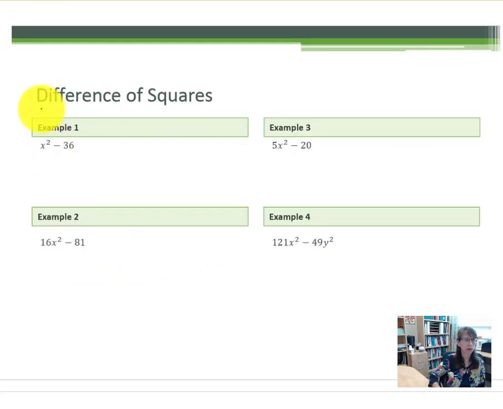In example 1, we're given x squared minus 36. I see that there are only 2 terms, so it might be the difference of squares. We do have subtraction, so that's helpful. And then consider the first and last terms. X squared is a perfect square term because x multiplied by x, identical factors, is the only way for us to make x squared. And 36 could be written as 6 times 6. So 36 is also a perfect square.